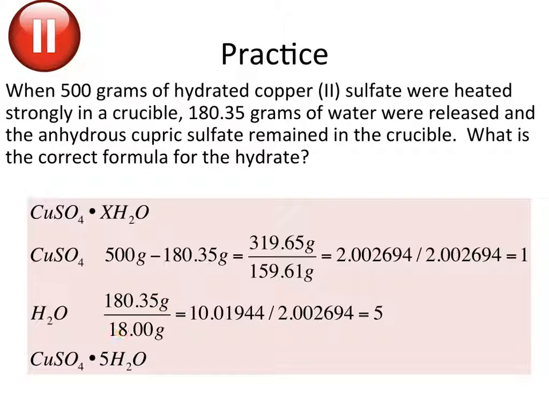We divided by the molar mass of each of these to get a decimal place here. And we divided both by the smallest value, in this case, 2.002694 mole. And we got a ratio of 1 to 5. So the 1 went in front of the copper 2 sulfate, the 5 in front of the water, and we got copper 2 sulfate pentahydrate.